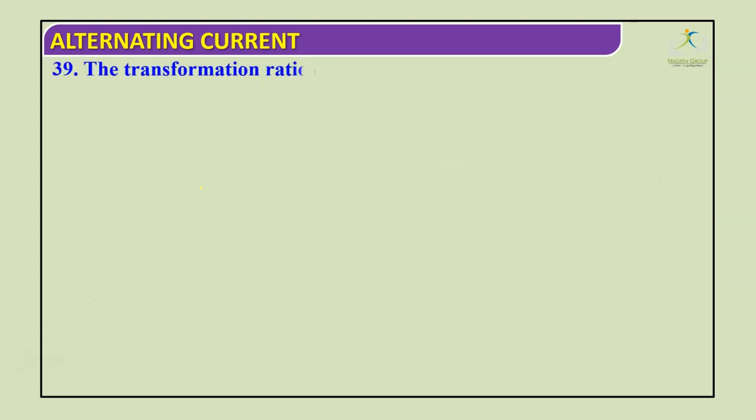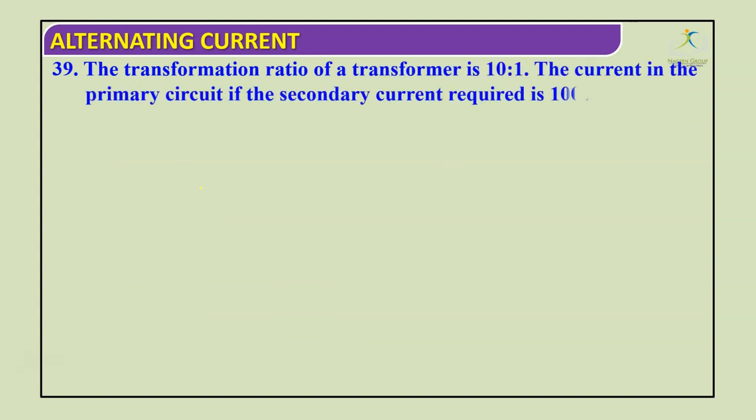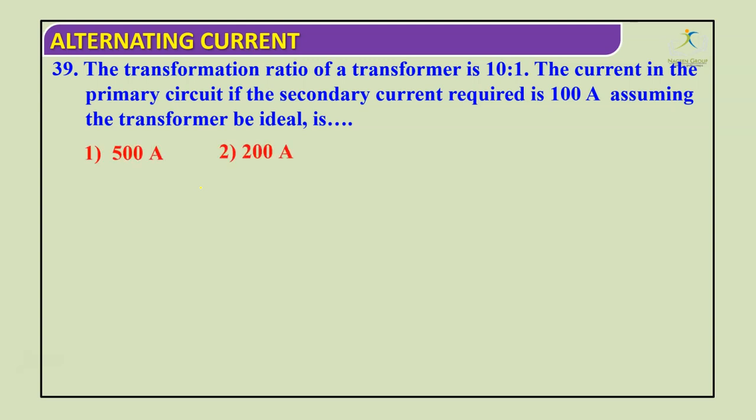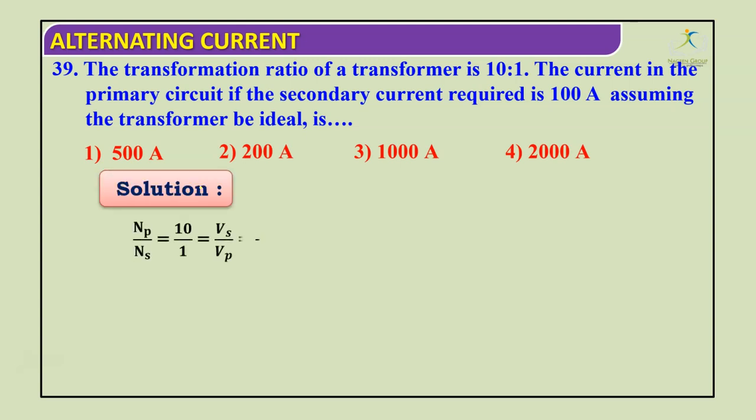Next question we have, question 39. The transformation ratio of a transformer is 10:1. The current in the primary circuit, if the secondary requires 100 ampere, assuming the transformer is ideal, will be 500, 200, 1000, or 2000. Just use the formula Np by Ns is equal to Vs by Vp is equal to Ip by Is. I put all these values in and get the result of Ip, which is 1000. The correct option will be 3.